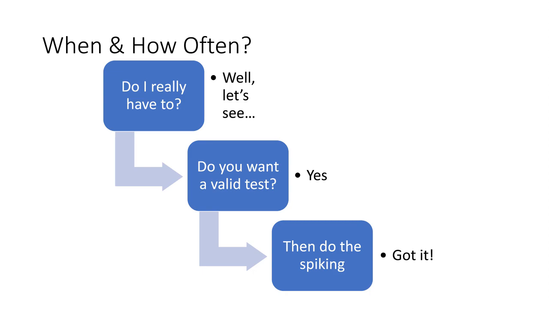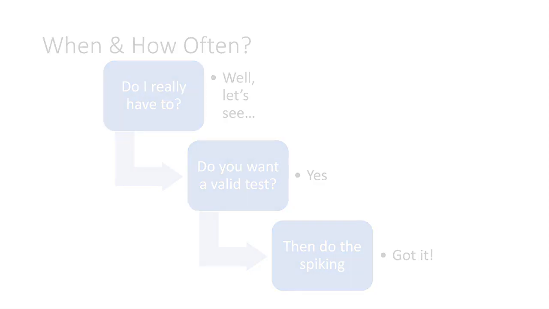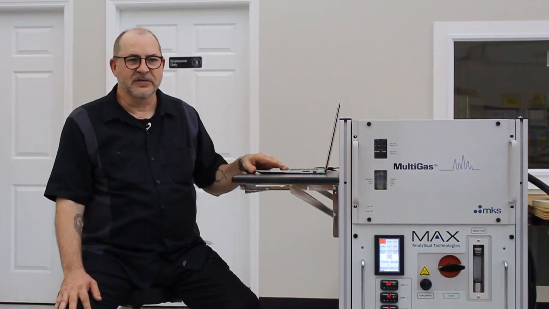How do you know how much spike you're adding? Usually there's a tracer in your spiking standard, typically sulfur hexafluoride, SF6. It's inert, it's easy to measure, and generally it's not already in your stack gas.